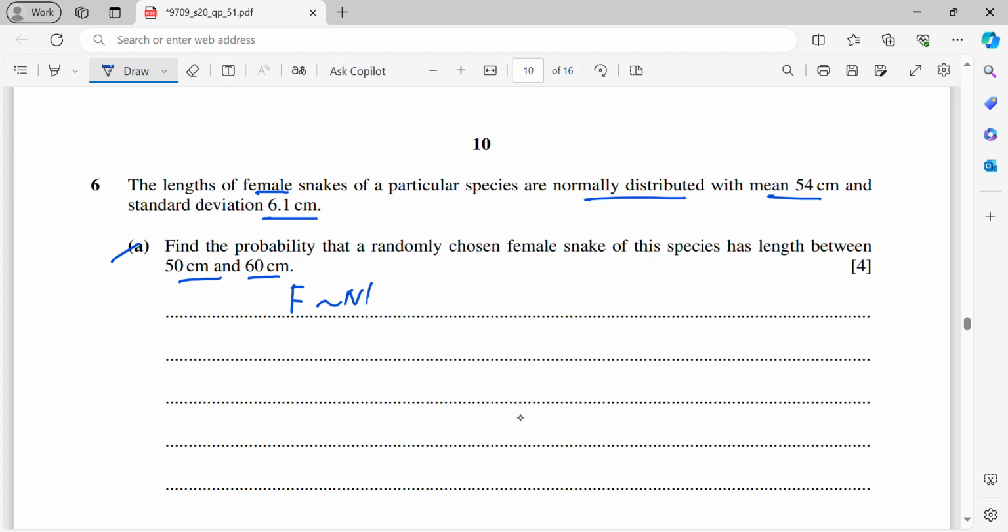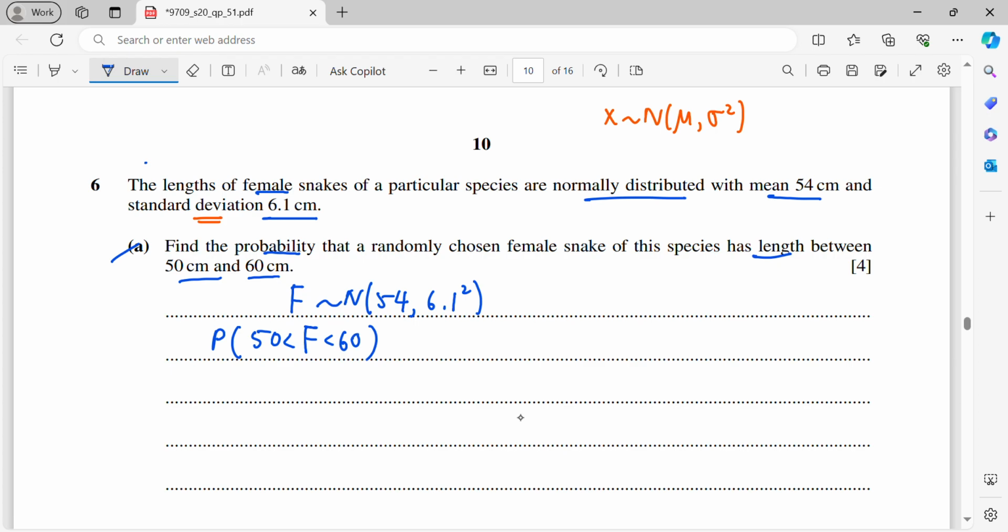It will be normally distributed. Mean is 54. Standard deviation 6.1. So write 6.1 squared. Because in general, X is normally distributed with mean mu and variance. Okay, and now you are given standard deviation. Therefore, you need to square it. Now, the question is asking for probability that the female snake has length between 50 and 60 centimeters. So it's between 50 and 60 centimeters.